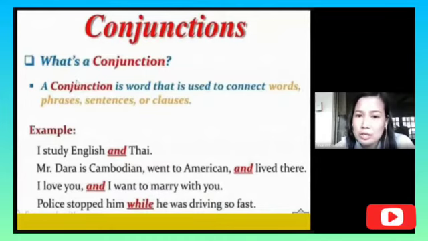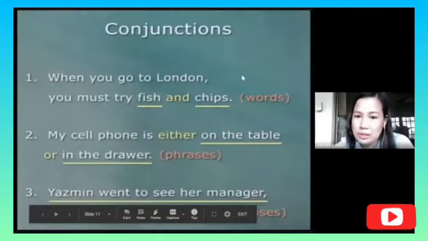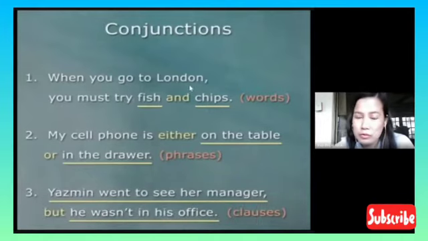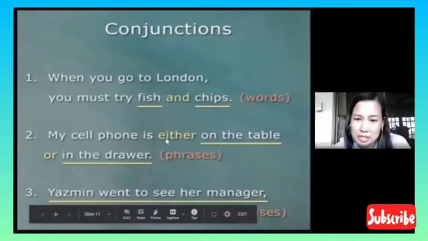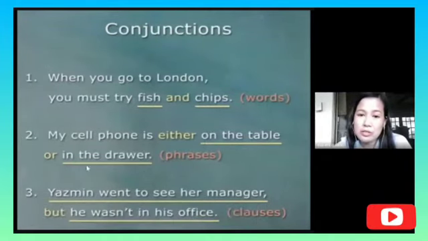Okay? A conjunction is a word that is used to connect words, phrases, sentences, or clauses. So, ang conjunction pala ay ginagamit to connect yung mga words, phrases, sentences, and clauses. I'll show you example. Number 1, when you go to London or when you go to Manila, you must try fish and chips. In here, we use the conjunction and. We use that to connect 2 words. Okay, fish and chips.